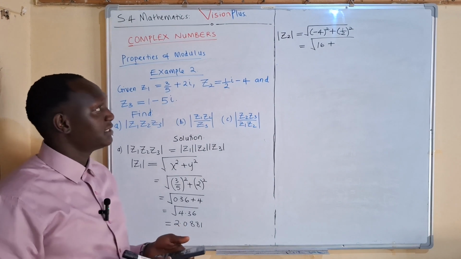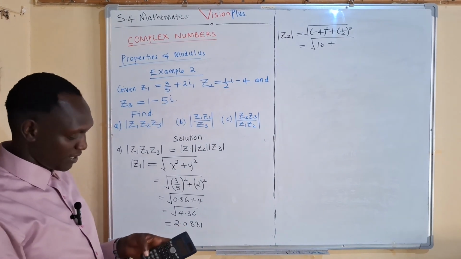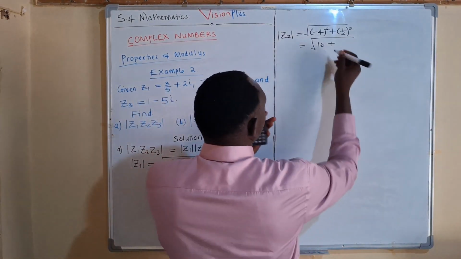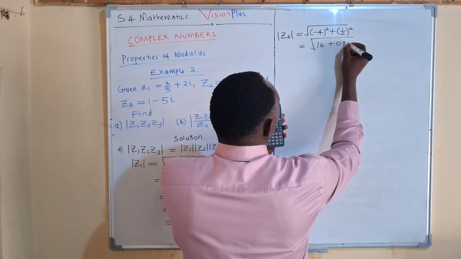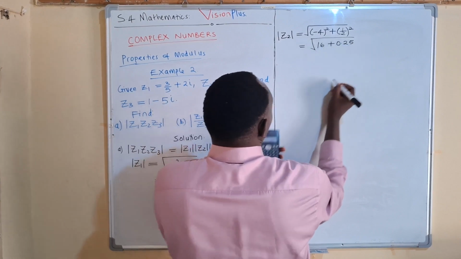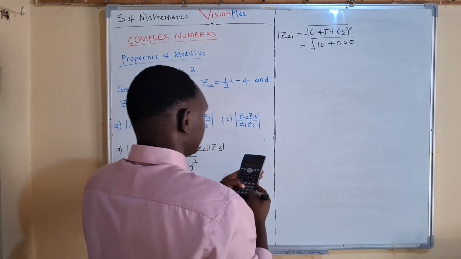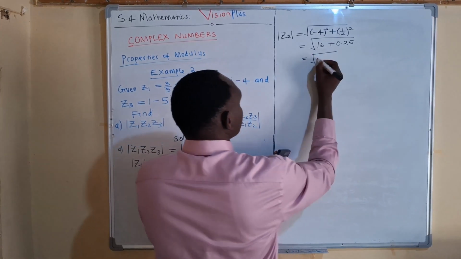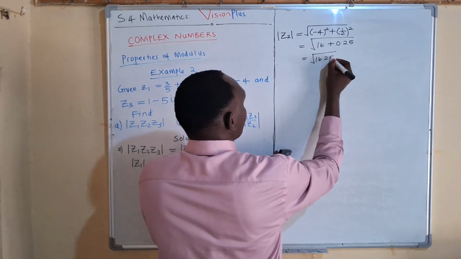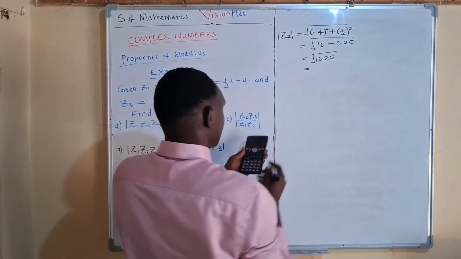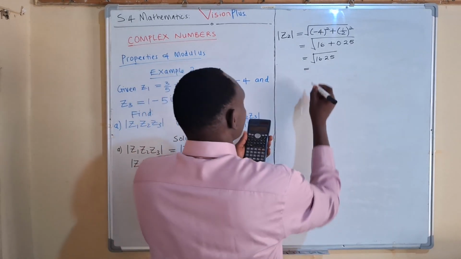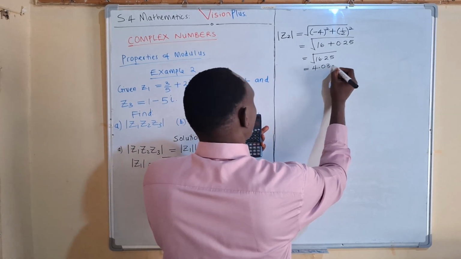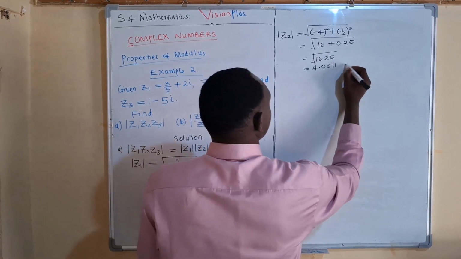Half squared is 0.25. 1 divided by 2 squared is 0.25, which is the same as 1 out of 4. But do what is convenient for you. And then you add it to 16. Then you have 16.25. And then you get the square root of 16.25, which is 4.0311 units.